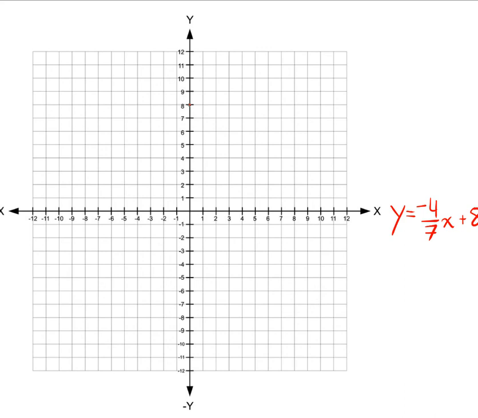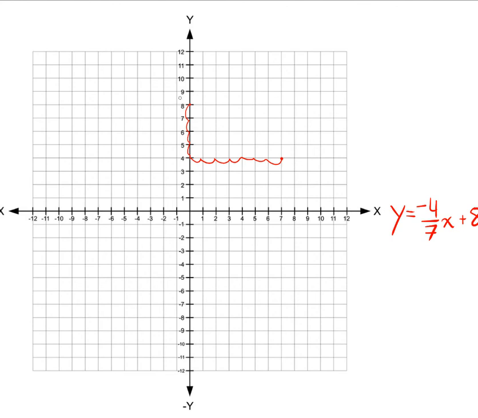So I'm going to go down 4. 1, 2, 3, and 4. And over 1, 2, 3, 4, 5, 6, and 7. And this is my other one. Then I can try again. Negative 4, 1, 2, 3, 4, 1, 2, 3, 4, 5.